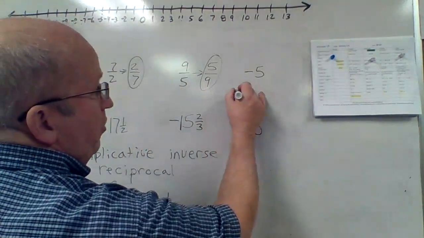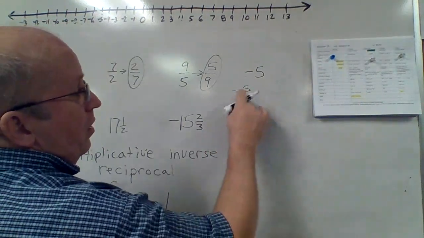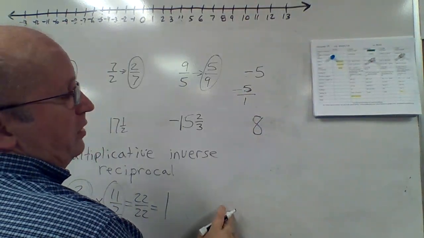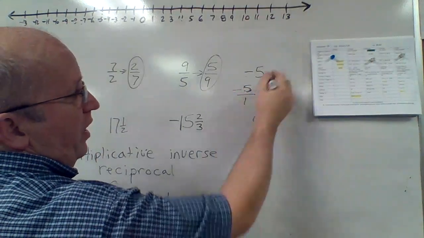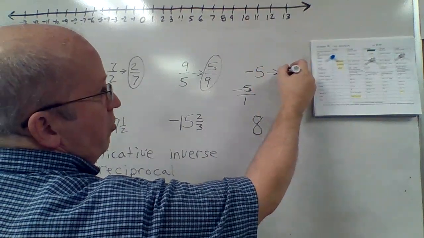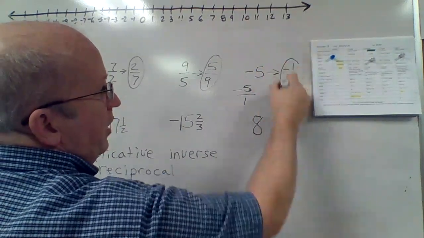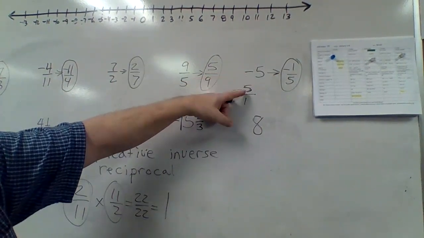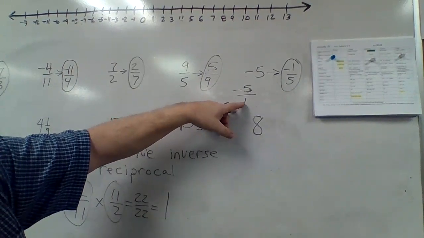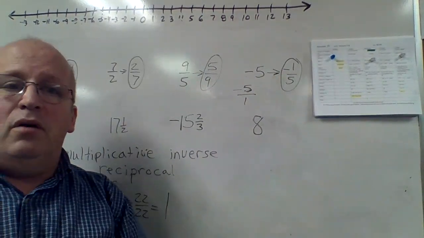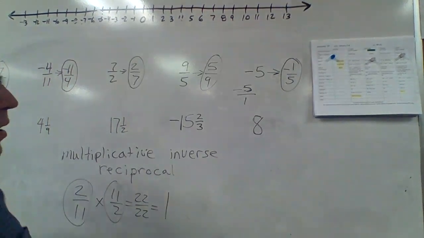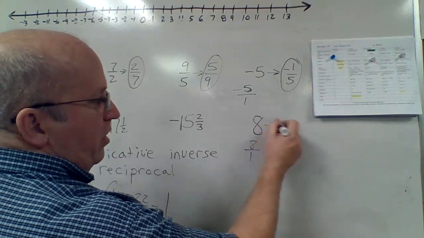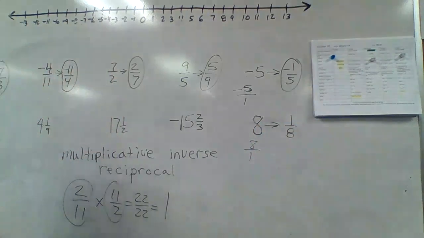Well, let's turn it into a fraction. Isn't -5 the same thing as the fraction -5/1? And now that we have it in a fraction form, can't we write its reciprocal as -1/5? So all I did is change the whole number, -5, into -5/1, and then flip the numbers to get the reciprocal of -1/5. How about this one? Well, isn't 8 the same thing as the fraction 8/1? And therefore, isn't its reciprocal 1/8?